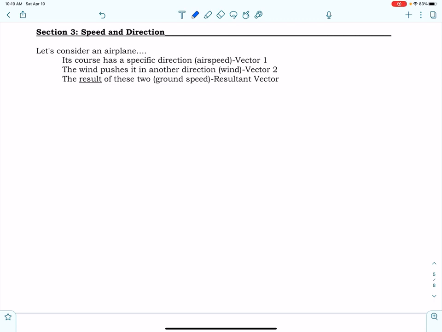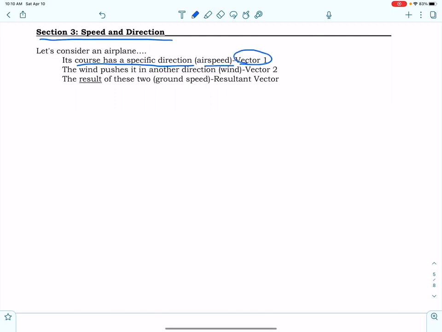For pre-calculus, we are at the end of Unit 9, and we are going to be talking about speed and direction. Okay, so when we're thinking about speed and direction, let's consider an airplane. So it has a specific course that it sets on, all right? So it's got a course with a specific direction. We're going to call that vector 1.